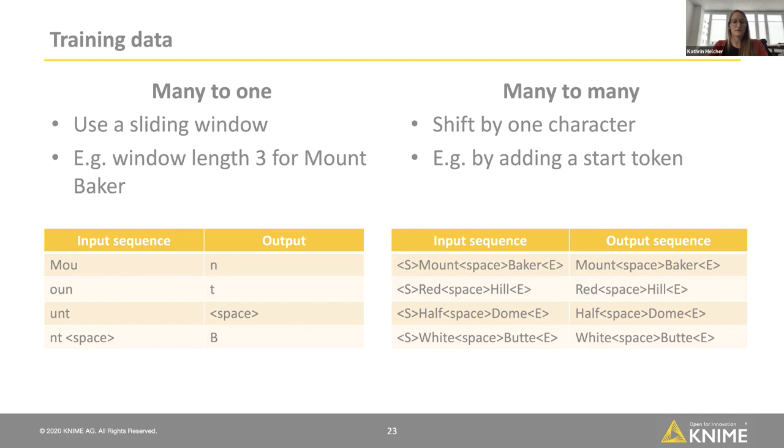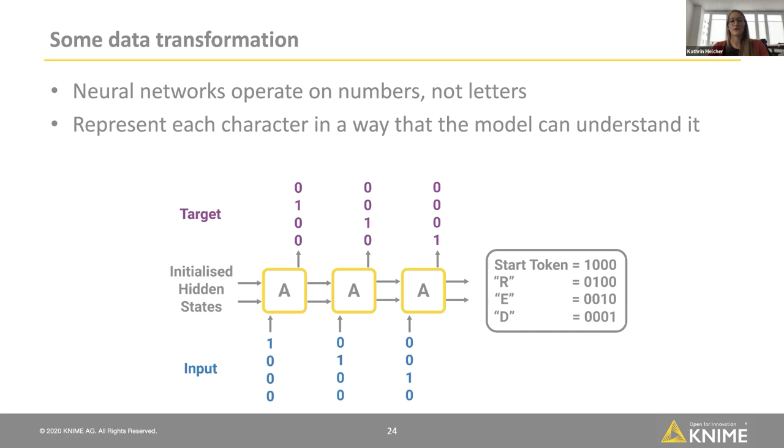Then we also need some data transformation, because remember, in a neural network we want to use some formulas, and formulas perform on numbers and not on letters. This means we need to translate our letters into numbers. Or we have to find a way to represent each character in a way that our model can understand it. And one option is to say, okay, I encode each character with one integer value, for example, A with 1, B with 2, C with 3, and so on.